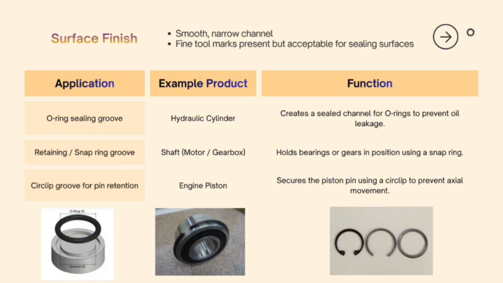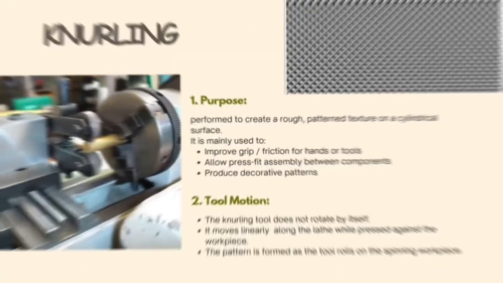Now, moving on to the application, here are some example products and their functions. First, the O-ring sealing groove, which is commonly found in a hydraulic cylinder. It creates a sealed channel for O-rings to prevent oil leakage. Next, we have the retaining or snap ring groove, which is used on a shaft in a motor or gearbox. This groove holds bearings or gears in position using a snap ring. Lastly, there is the circlip groove for pin retention, found in an engine piston. This groove secures the piston pin using a circlip to prevent axial movement.